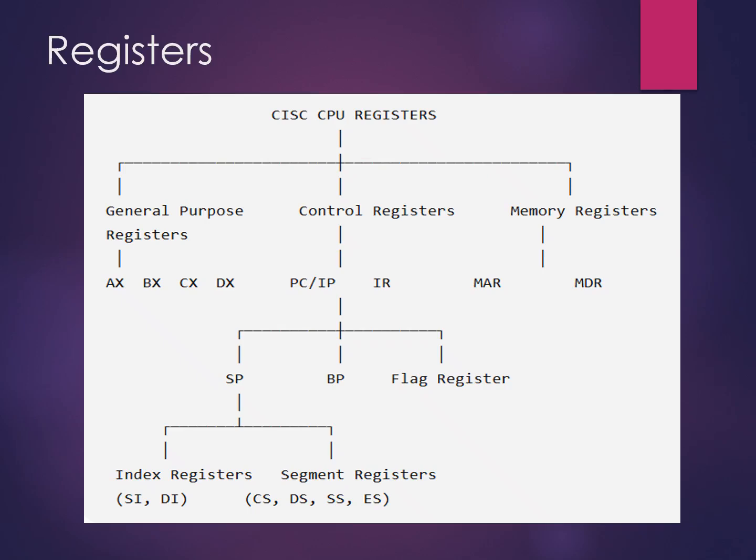So registers are nothing but general purpose registers, control registers and memory registers, and they are used to store temporary data. The control registers are used to store the data used by the executor and the program counter. And the memory registers are used to store the address and the data which is being executed. Okay. It also has SP, BP and flag registers, and also some segment registers and index registers.